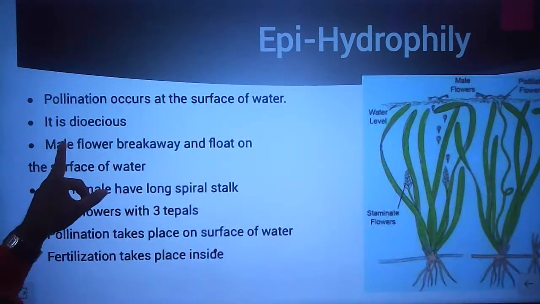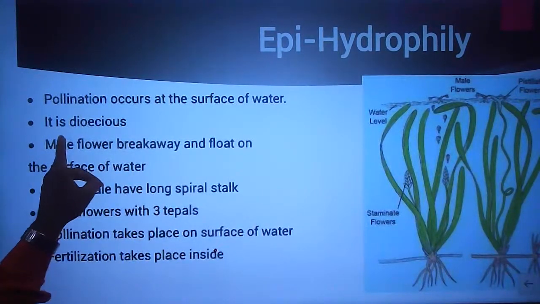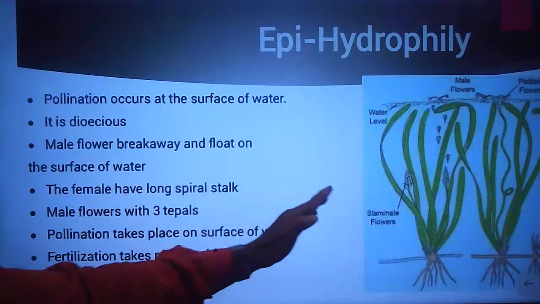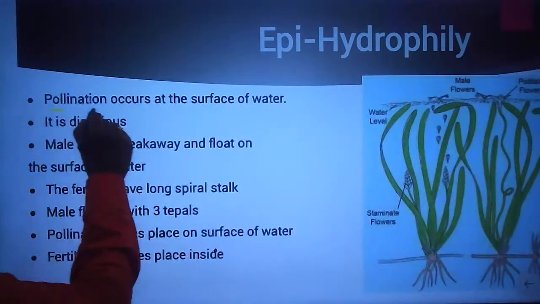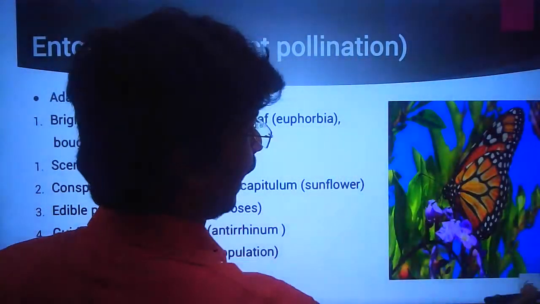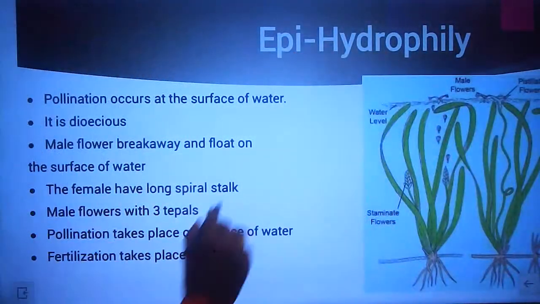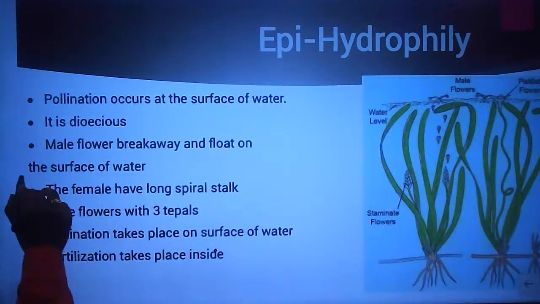But here it is dioecious. But the previous part that we discussed is monoecious, where the male and female are present in the same plant. But in dioecious, the male and female are separate, the staminate and the pistillate flowers are separated here. So the pollination occurs at the surface of the water. So we call this epihydrophily, where male flowers break away and float on the surface of the water.